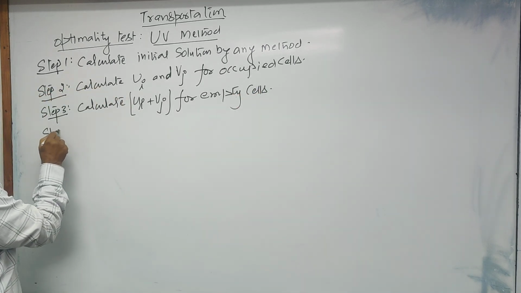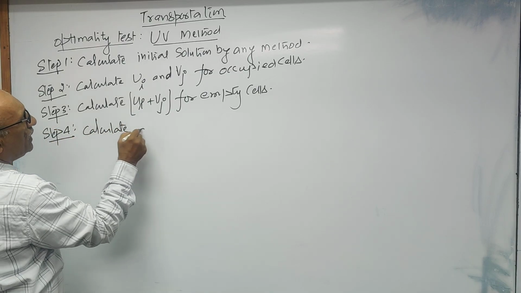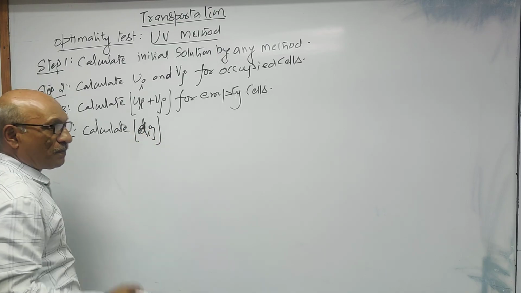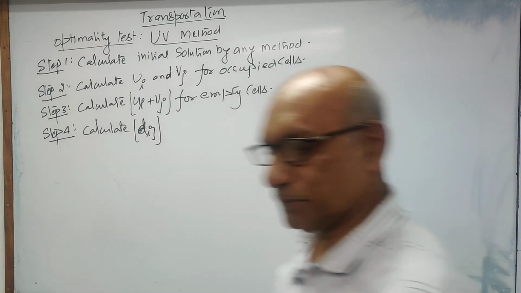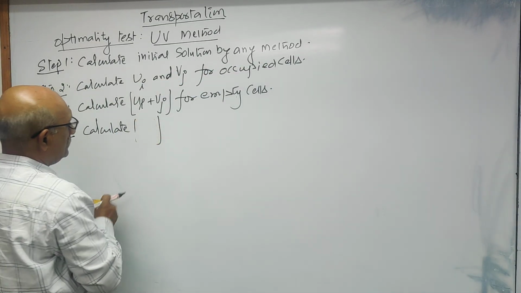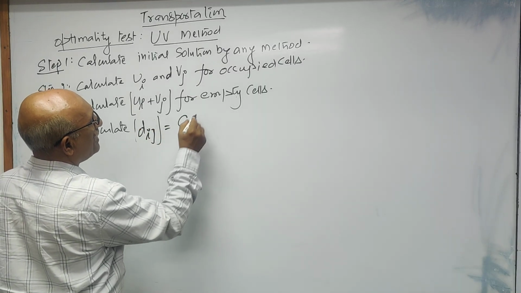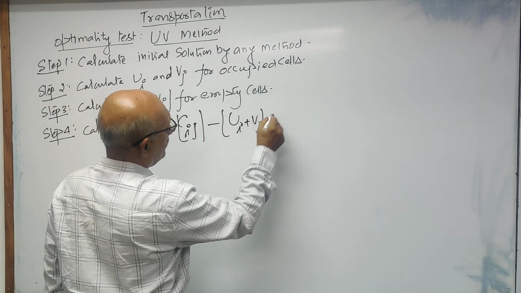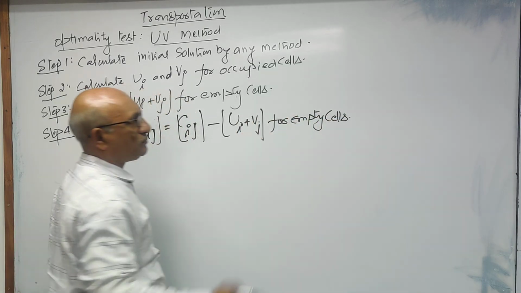Step number 4, calculate Dij matrix. This is equal to Cij matrix minus Ui plus Vj for empty cells. Fine.